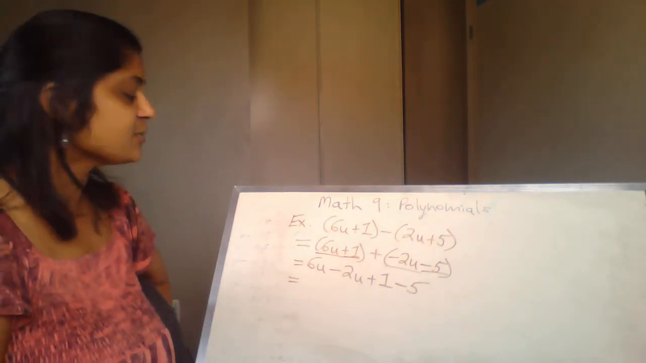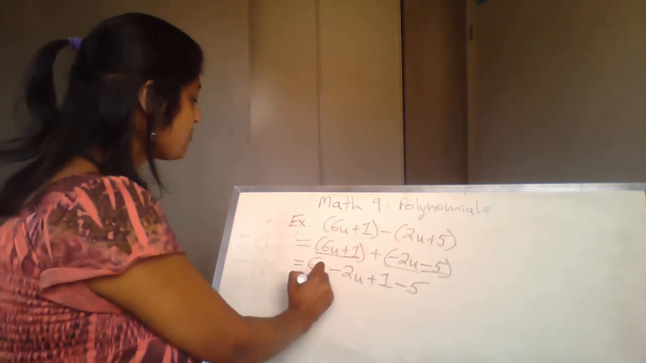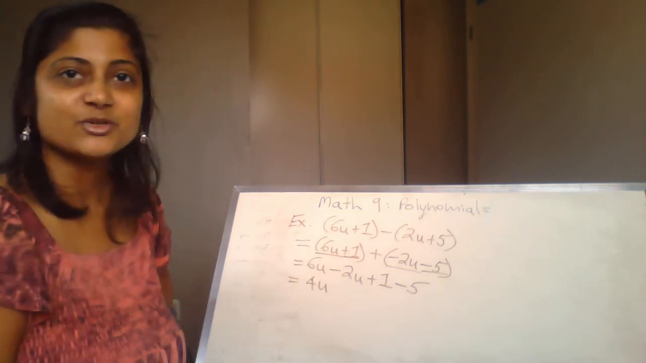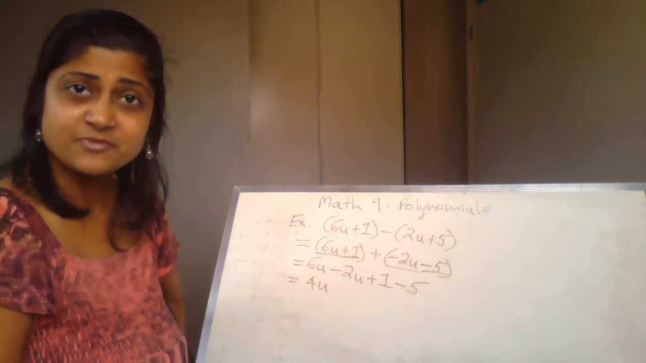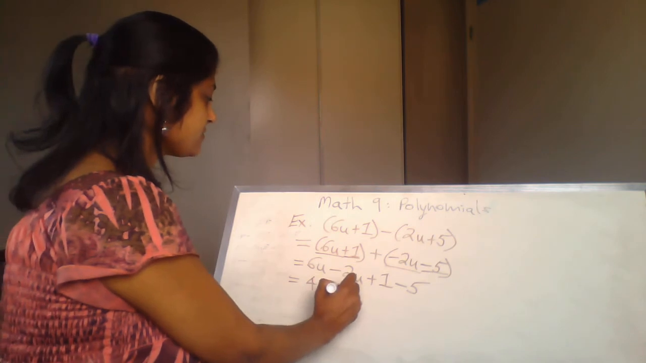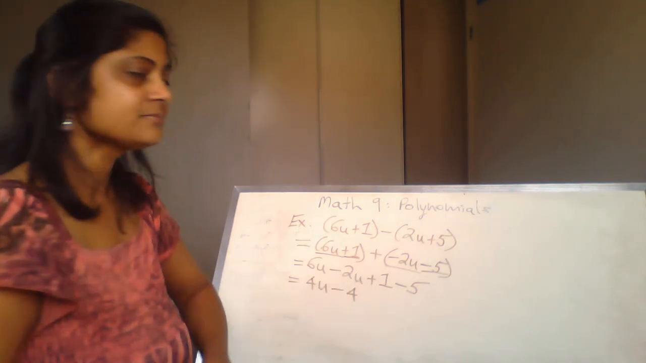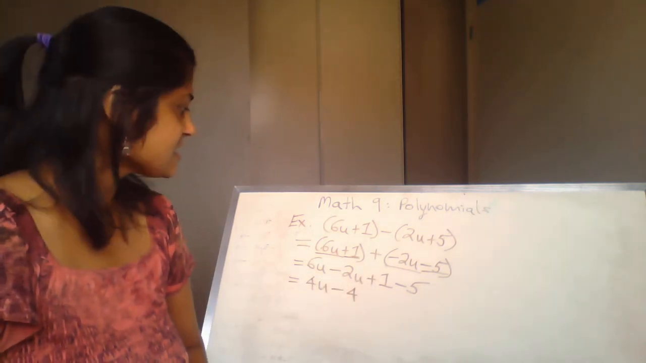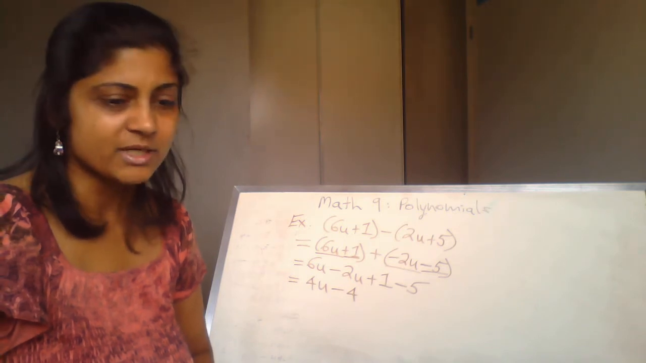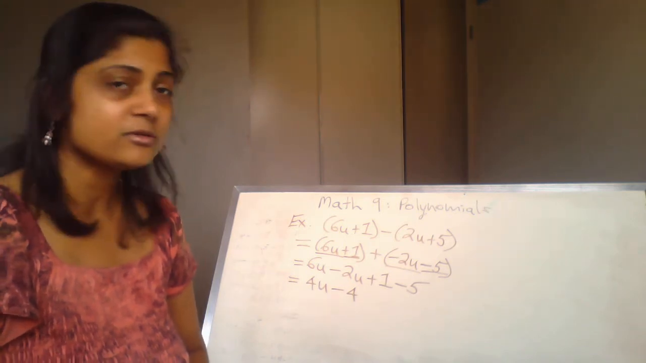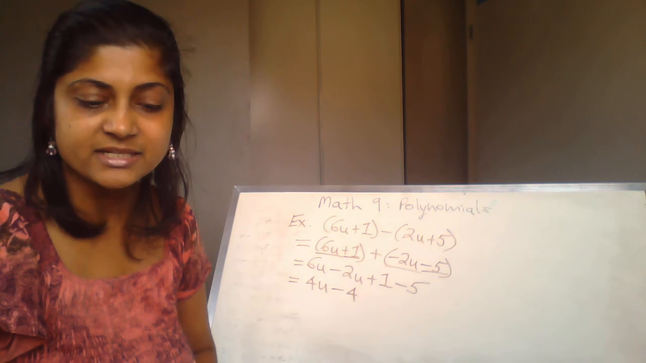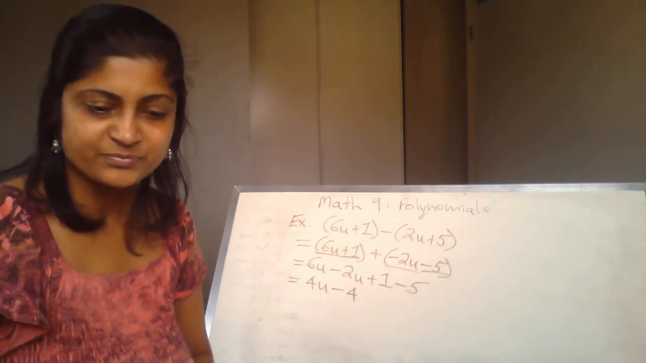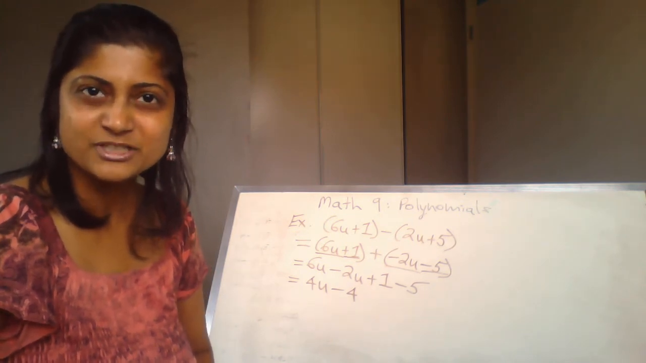So 6u minus 2u, so 4u, okay? And I'm doing 1 minus 5, okay, which is negative 4. All right, and this is my final answer here, okay? At the grade 9 level, you're just going to do simplifying and expanding the answer. Okay, are there any questions so far?